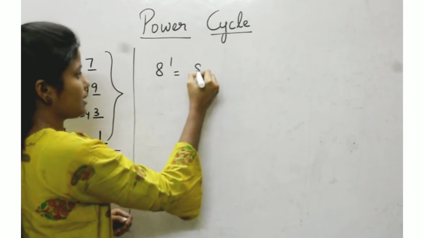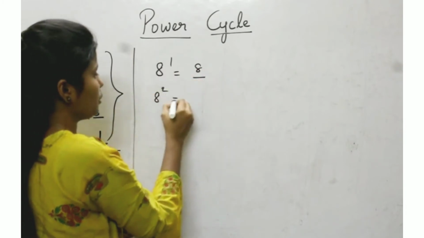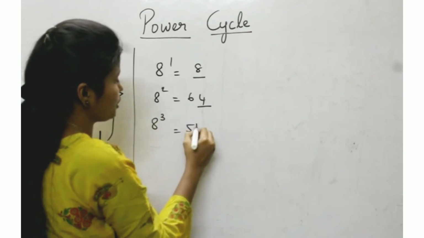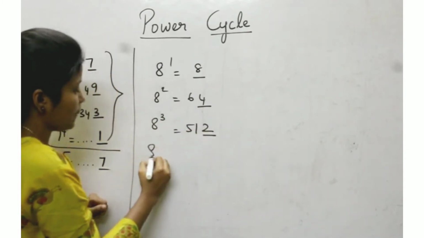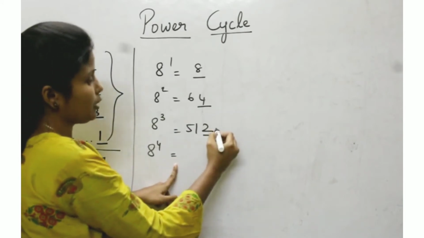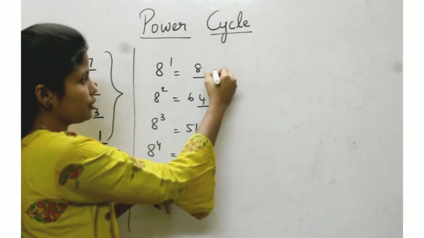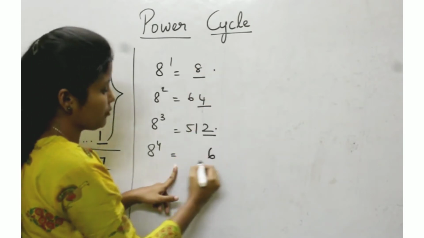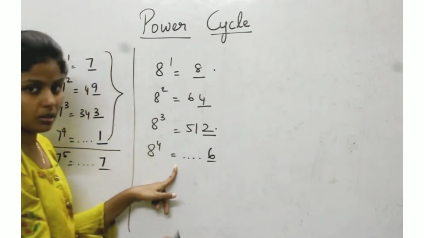8 power 1 has a unit digit 8. 8 power 2 has a unit digit 4. 8 power 3 has a unit digit 2. And 8 power 4, as you don't know the number, we just multiply the unit digit of 8 cube and unit digit of 8 power 1. 2 into 8 is nothing but 16. So I have some number that's ending with 6.